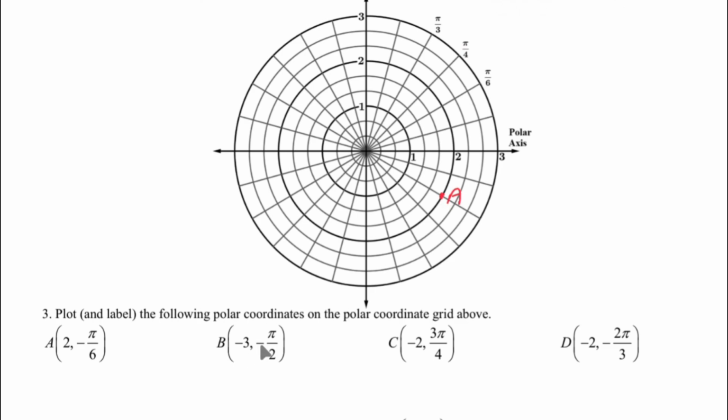circle, second bolded circle, so A should be here. Now B, we have both negatives. So let's start with 3, don't reflect yet, because we don't know where to reflect yet. And we have -pi over 2. I know positive pi over 2 is here. So if we just do the same thing, but the other way, it's going to be here. So B should be here. But then, because we have a -3, we have to reflect.